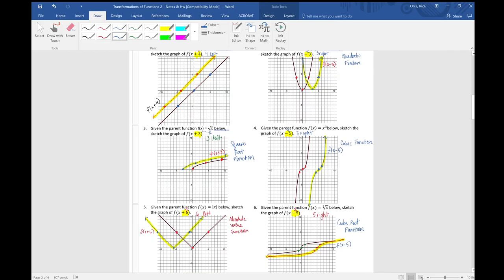In our last video, we used a horizontal translation to graph a line, a parabola, a square root function, a cubic function, an absolute value function, and a cube root function. With these in mind, let's look at some questions that are a little more challenging.